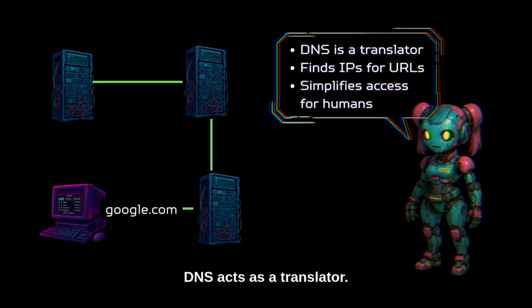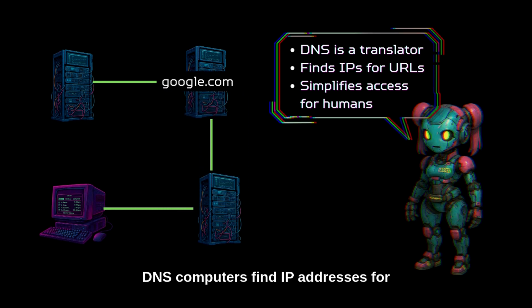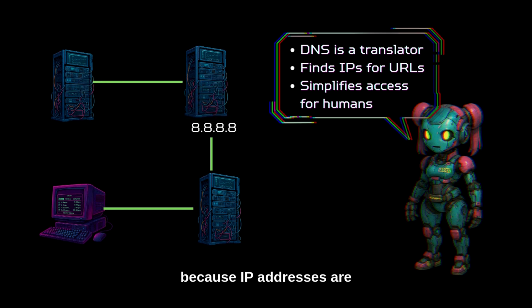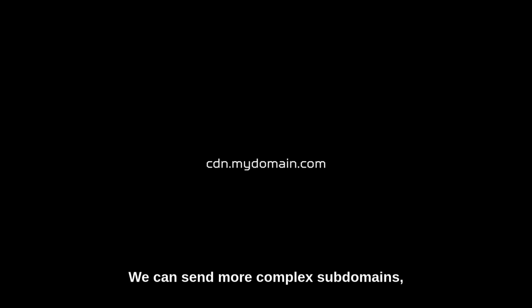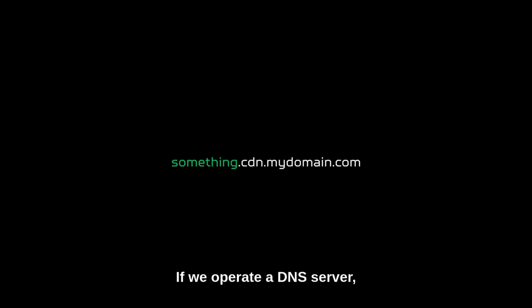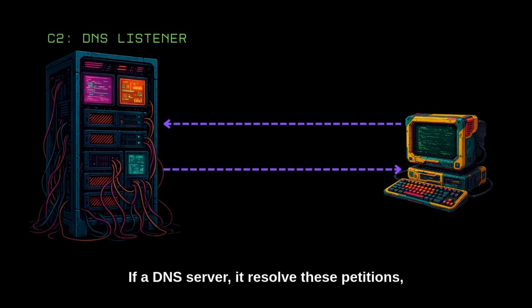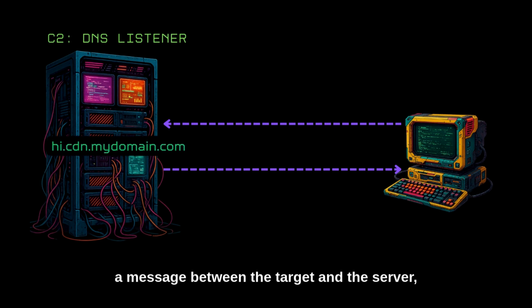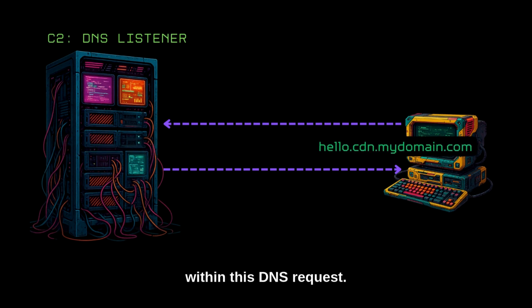DNS acts as a translator, helping computers find IP addresses for human-readable URLs like google.com, because IP addresses are difficult for humans to remember. This system extends to subdomains, which are the key element we'll exploit for C2 communication. A standard subdomain request looks like this one. We can send more complex subdomains like this example. If we operate a DNS server, it can resolve this request. A C2 server can host a DNS server to resolve these petitions, crucially sending data that acts as a message between the target and the server within this DNS request.